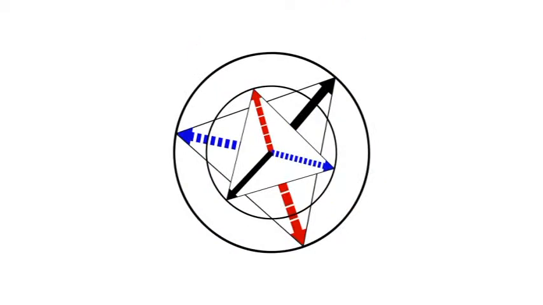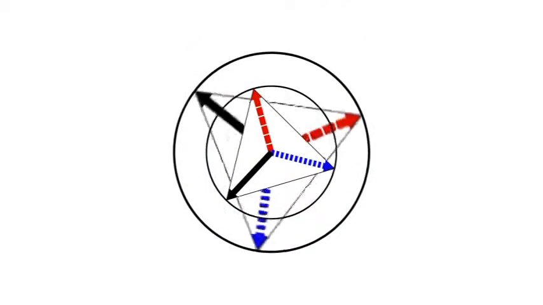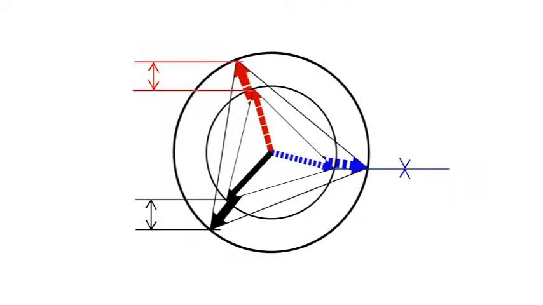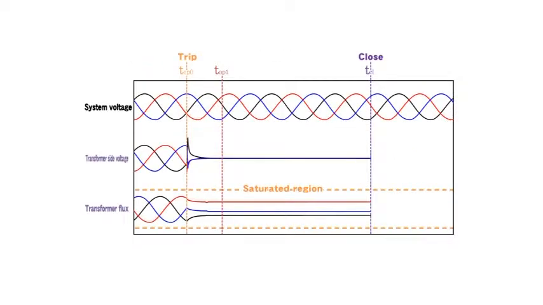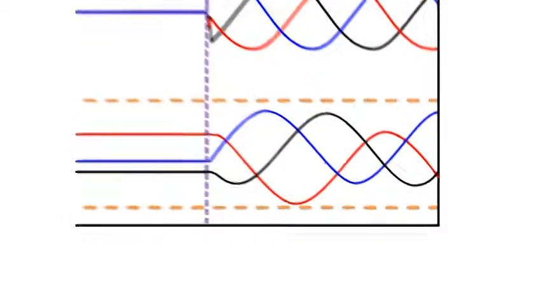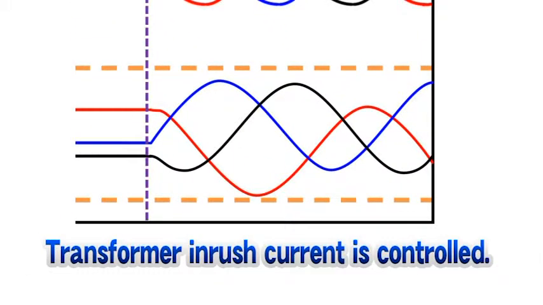By controlling the phase angle of the circuit breaker so that the residual fluxes match the initial magnetic fluxes, the flux waves can be kept in the linear region, thereby controlling the inrush current.